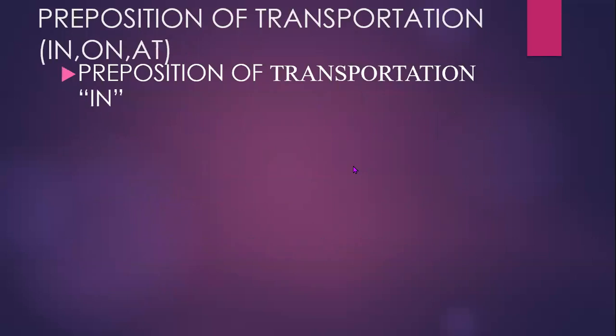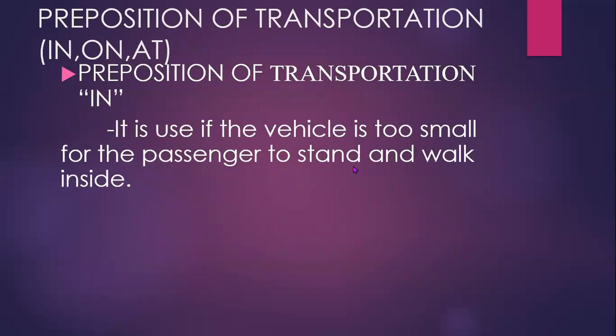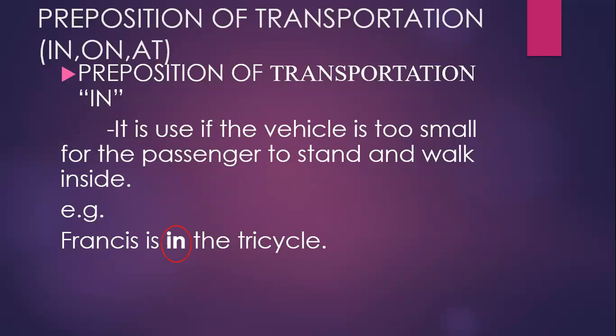So let us start with the use of preposition of transportation in the sentence. It is used if the vehicle is too small for the passenger to stand and walk inside. Okay, so what do we mean by this? We use the preposition of transportation in if you cannot walk or you cannot stand inside the vehicle because the vehicle is too small. Okay, so for example, Francis is in the tricycle.